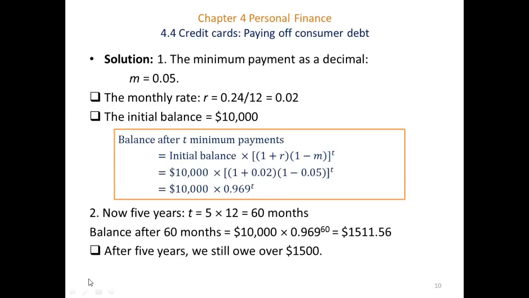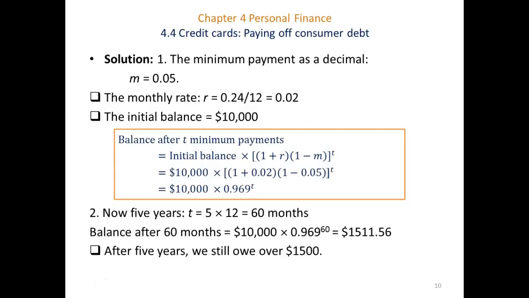Solution 1. The minimum payment as a decimal is m equals 0.05. The monthly rate is r equals 0.24 divided by 12, or 0.02. The initial balance is $10,000. The balance after T minimum payments is equal to the initial balance times (1 plus r) times (1 minus m) to the power of t, equals $10,000 times (1 plus 0.02) times (1 minus 0.05) to the power of t, which is equal to 10,000 times 0.969 to the power of t.